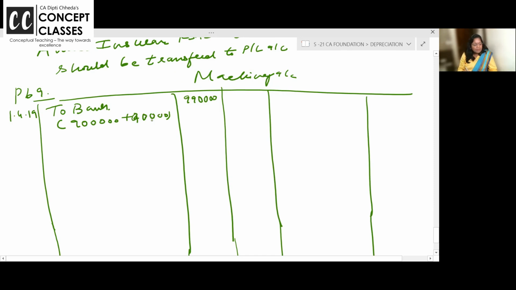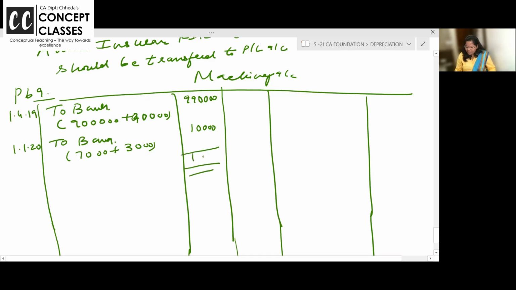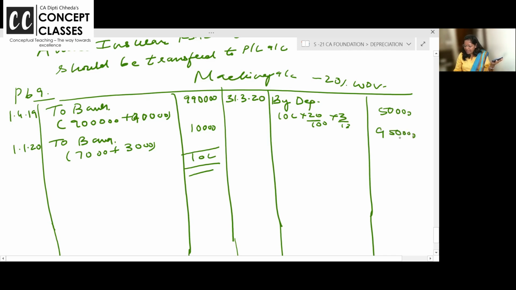This is over. Now on 1st of January 20, year is not over, but on 1st January, again you incurred 10,000 more expense. Initial repairs plus installation. Why am I capitalizing these repairs? Because now the commercial production has started. So the very first year, 31st March 20, you will charge the depreciation at the rate of 20% WDV on 10 lakhs only for 3 months. Is that clear to you? 10 lakhs into 20% into 3 divided by 12, 50,000. And now what you get is 9,50,000.